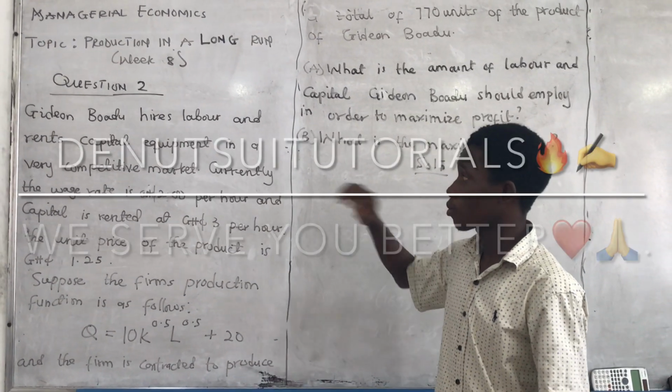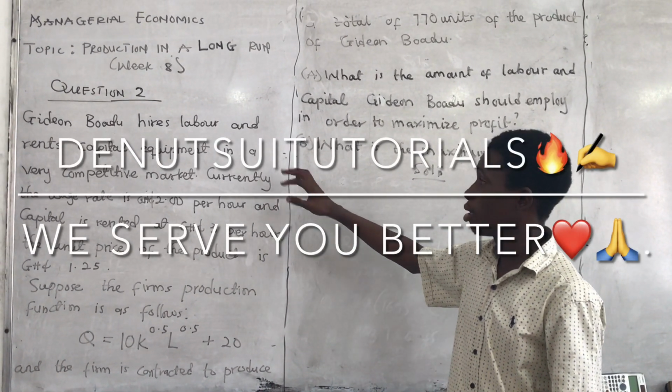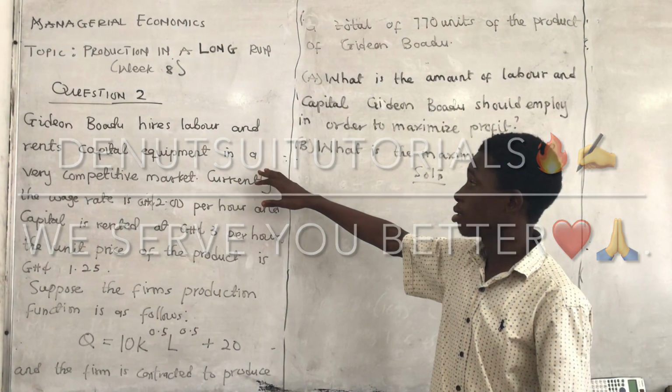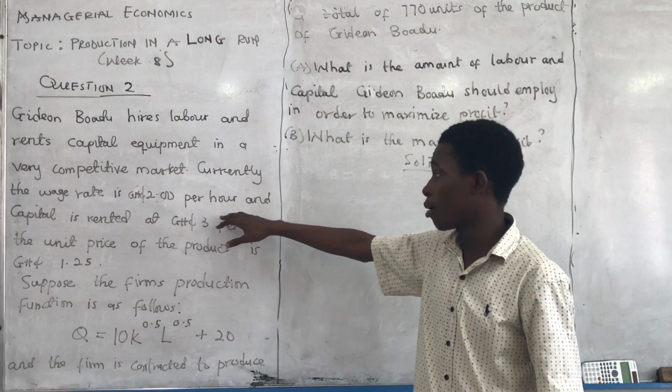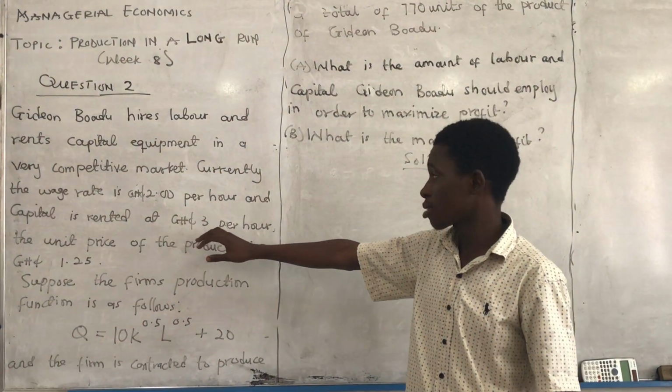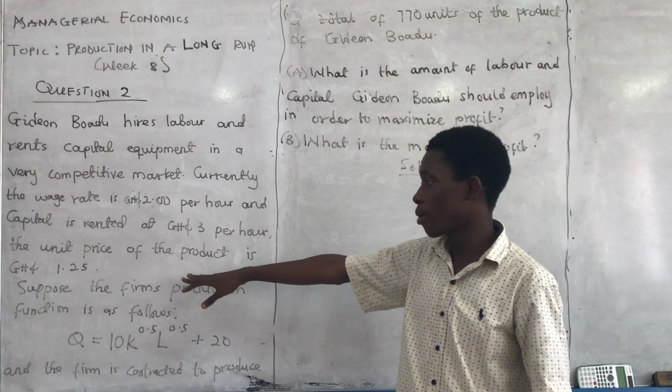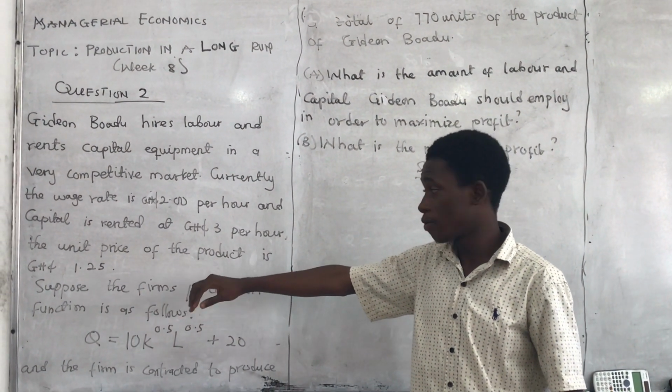Question 2. A firm hires labor and rents capital equipment in a very competitive market. Currently, the wage rate is 2 cedis per hour. The capital is rented at 3 cedis per hour. The unit price of the product is 1.25.